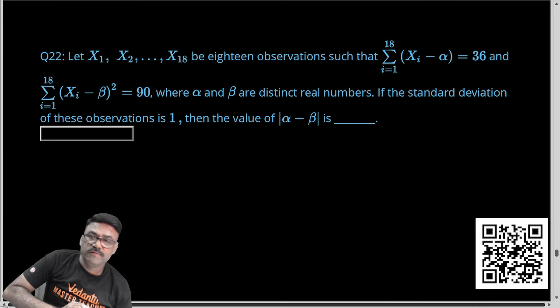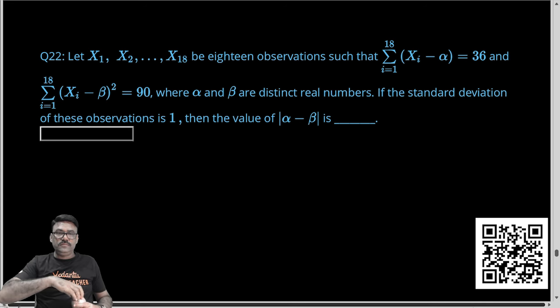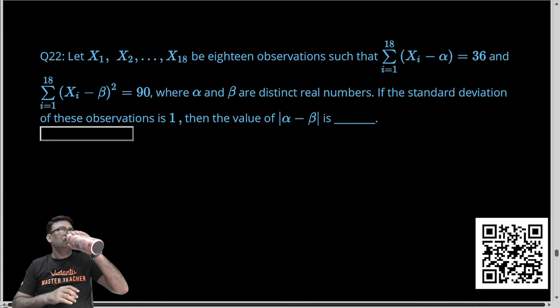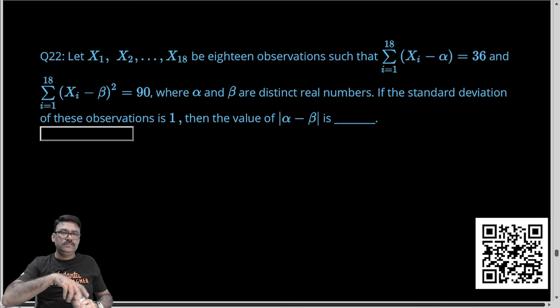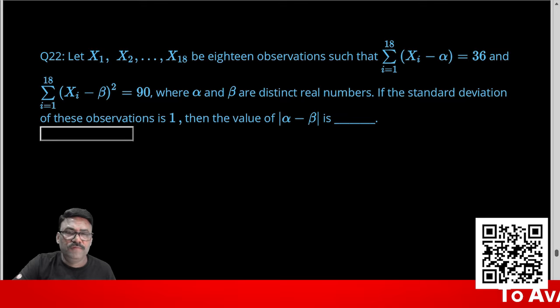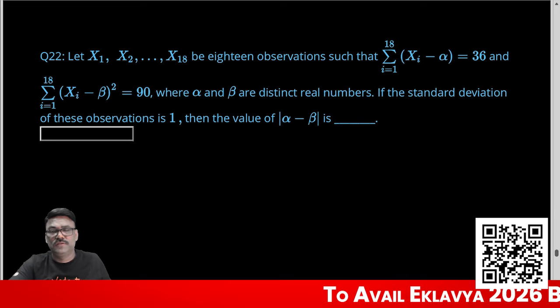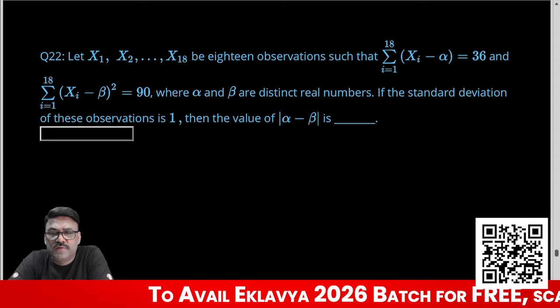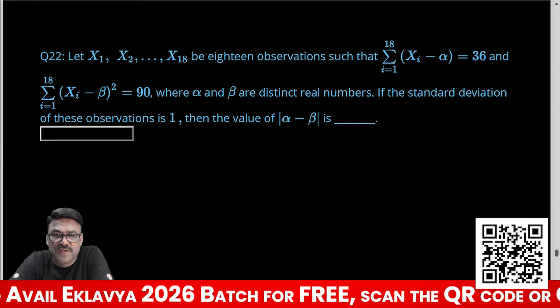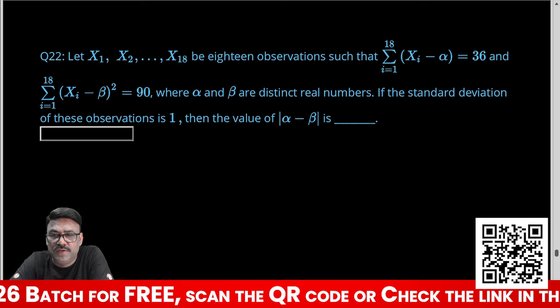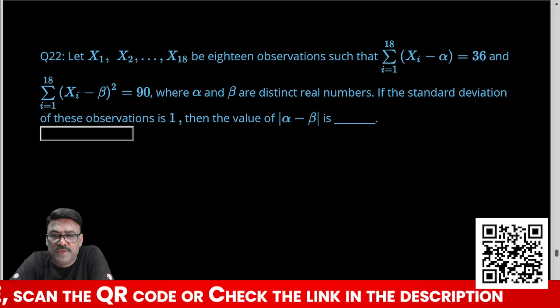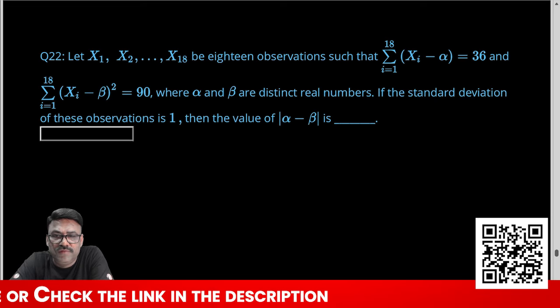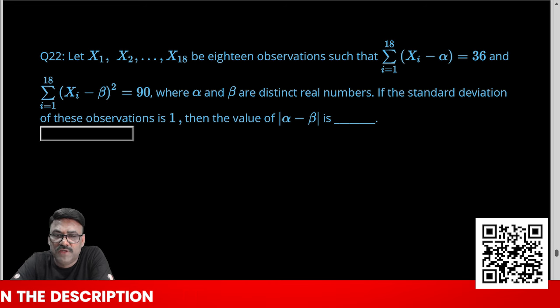See this question, a very good question of statistics. x1, x2, x3, up to x18 are 18 observations such that summation (xi minus alpha) is 36 and summation (xi minus beta) whole square is 90, where alpha, beta are distinct real numbers. The standard deviation of these observations x1 to x18 is 1. So what will be mod alpha minus beta?